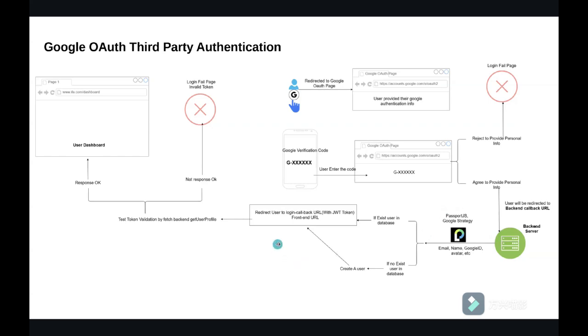So on the front end, we will just use a really simple API call, which is defined by ourselves, to get the user profile using the token generated by our system. If the server response is okay, it means that the token is valid. If it's not okay, it means that the token is not valid. So if the token is valid, the user will be redirected to the user dashboard, and if it's not valid, they will be redirected to the login page, and then shown that they got an invalid token.